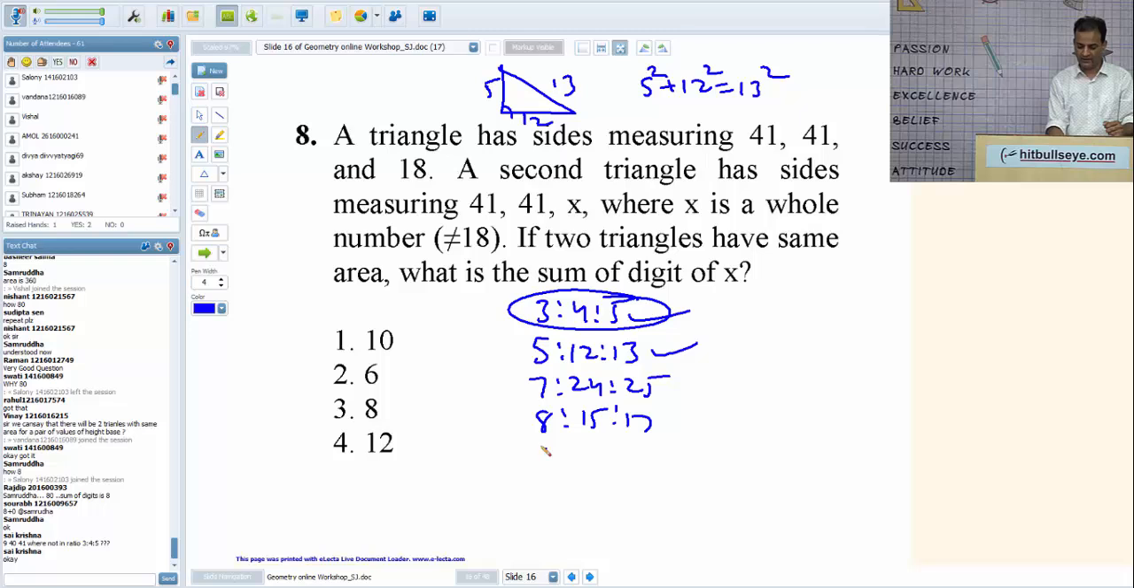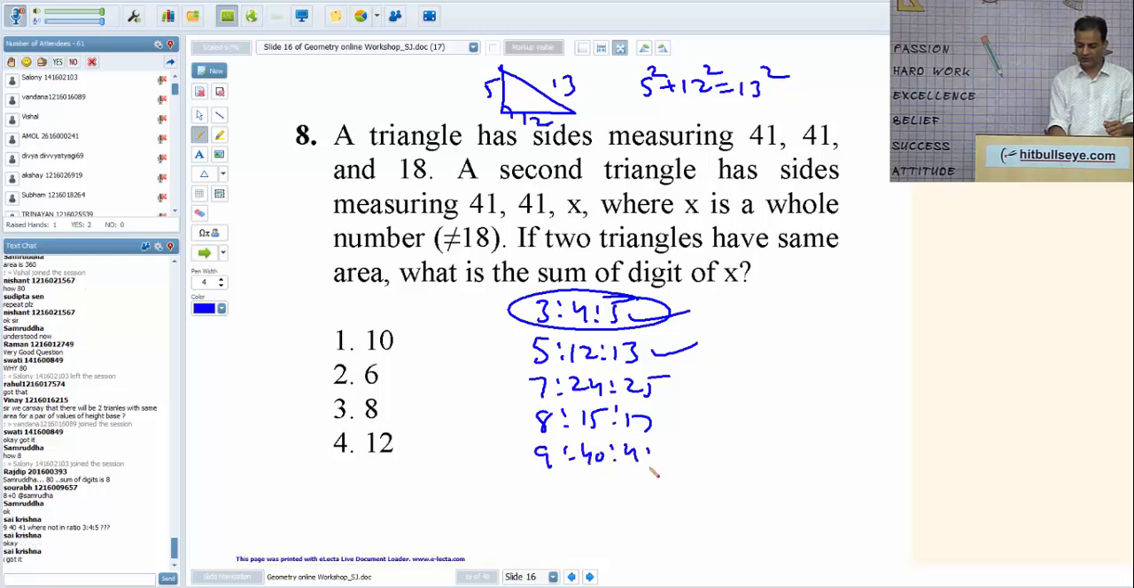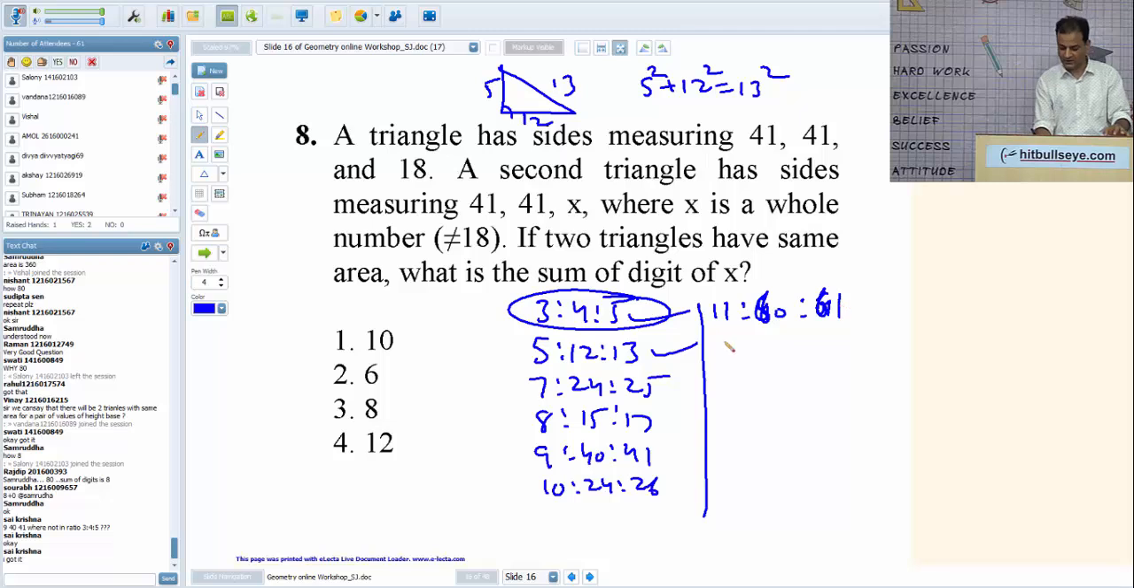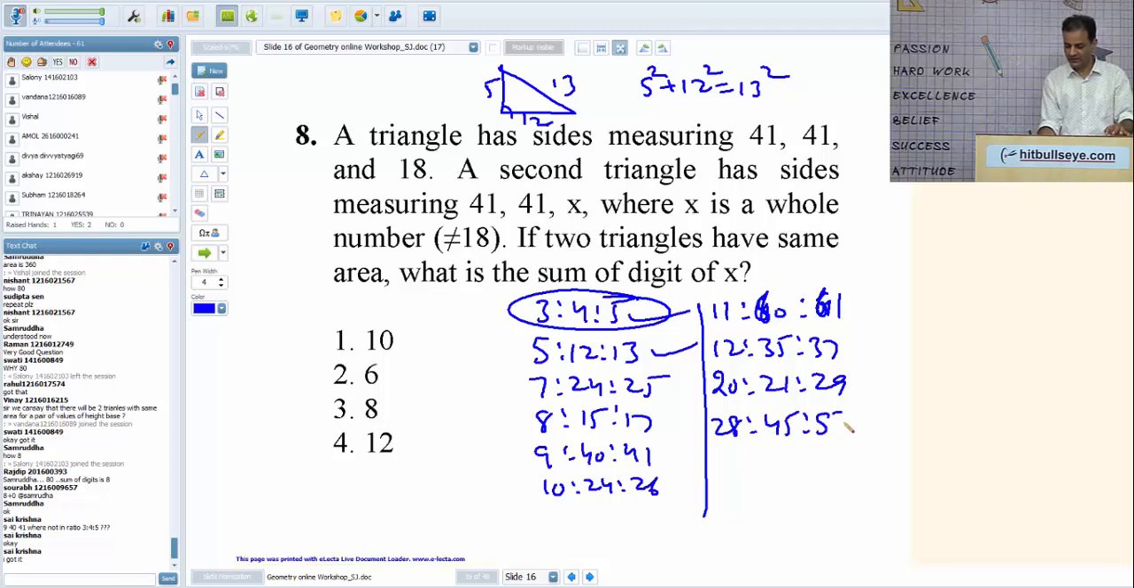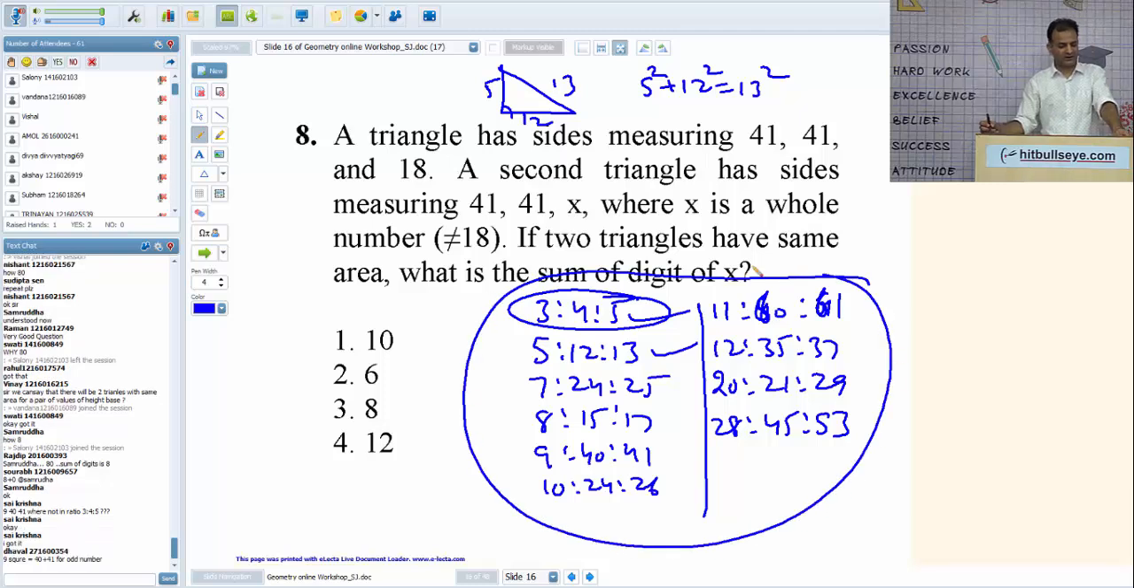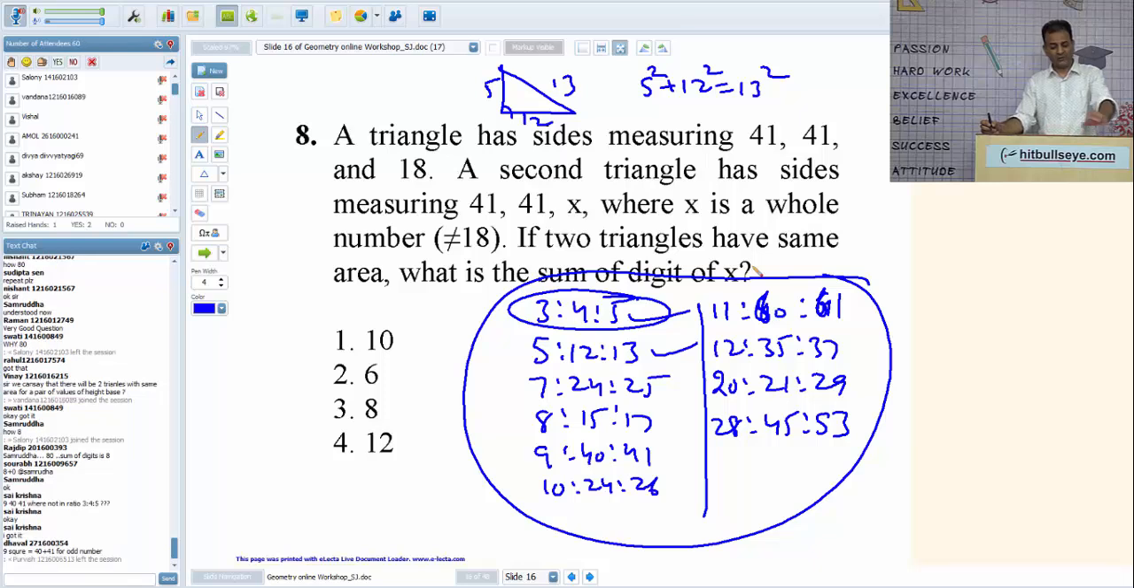So 8, 15, 17, 9, 40, 41, 10, 24, 26, then 11, 60, 61, 12, 35, 37, then 20, 21, 29, and last is 28, 45, 53. You can find, friends, applications of these triplets in geometry. There is also a method which I will explain to you, of how these triplets come about. From one number you can make a lot of triangles, and I will explain all this in a video.